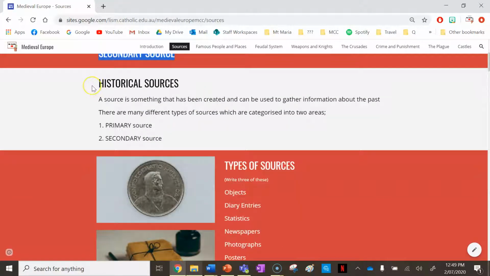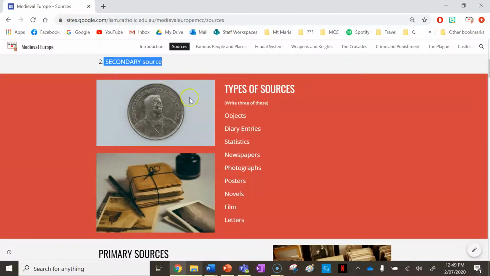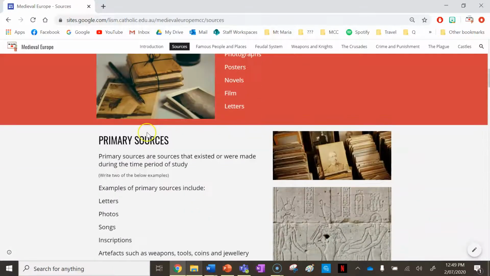So what are sources? A source is something that has been created and can be used to gather information about the past. There are many different types of sources which are categorized into 2 areas that you need to know. The first area is primary sources and secondary sources. Here are some examples of sources: objects, diary entries, statistics, newspapers, photographs, posters, novels, films, and letters. You can see there's a Roman coin here, as well as some letters.